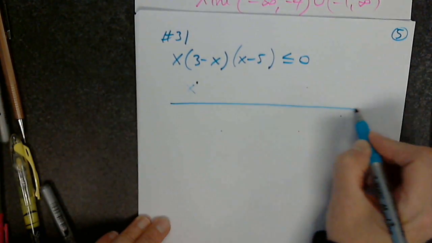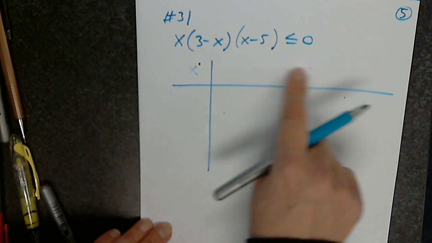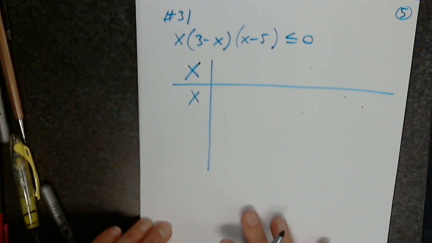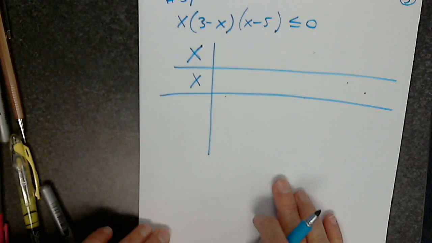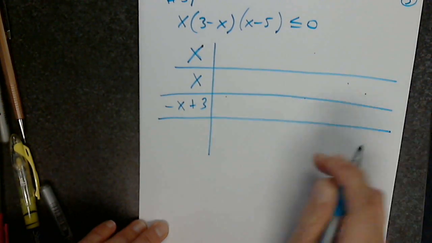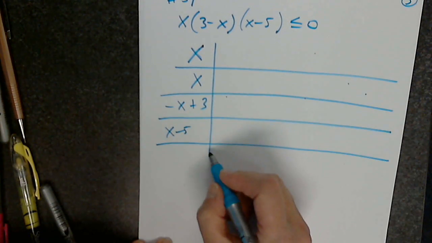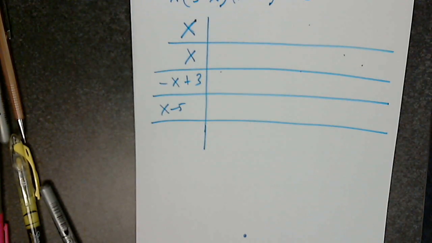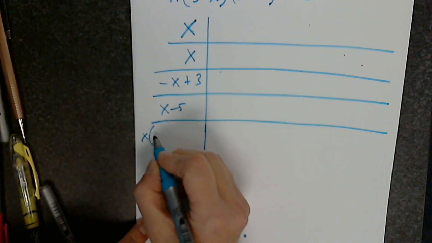But now when I create the chart, this is the variable in the problem. The first factor is x. The next factor is, instead of writing it as 3 minus x, I'm going to write it as negative x plus 3 in descending order. Then the next one is x minus 5. And what will I have in the last row? What do you think I will have in the last row? The whole thing, of course. That's the target. Very good.